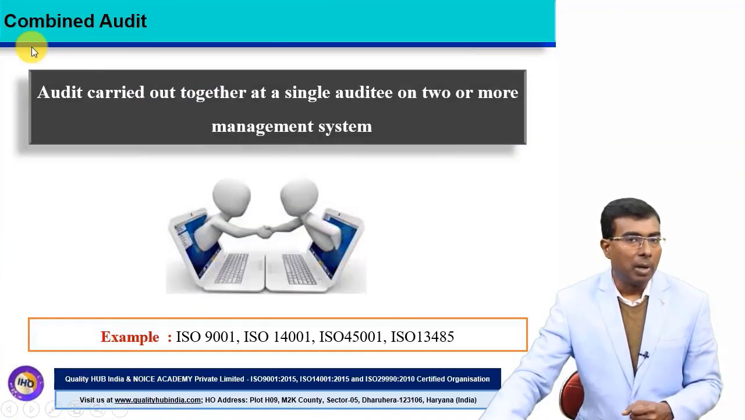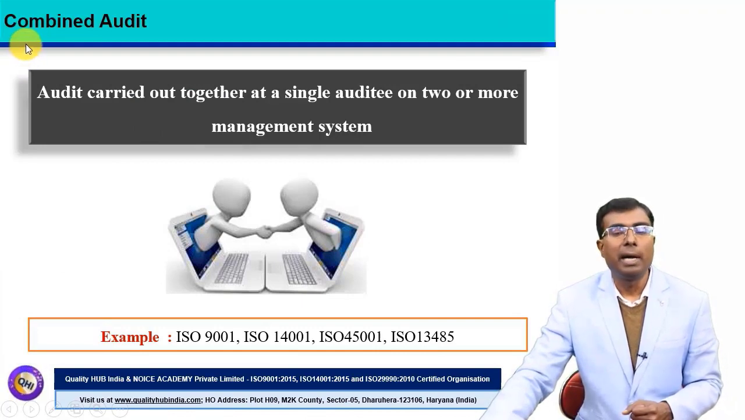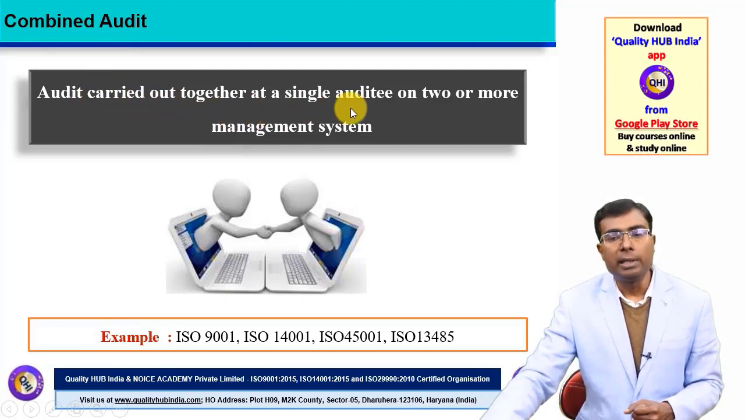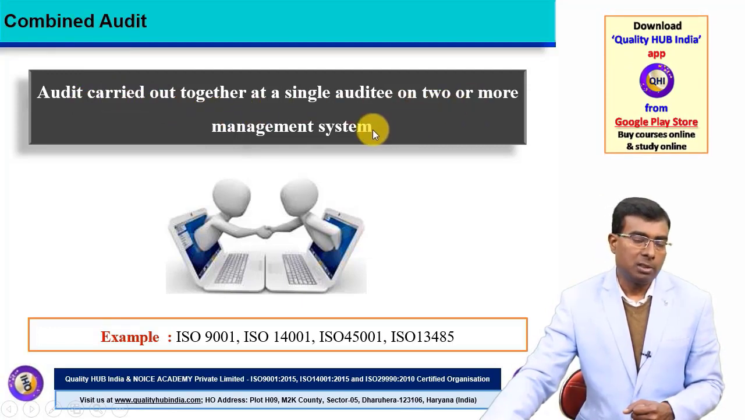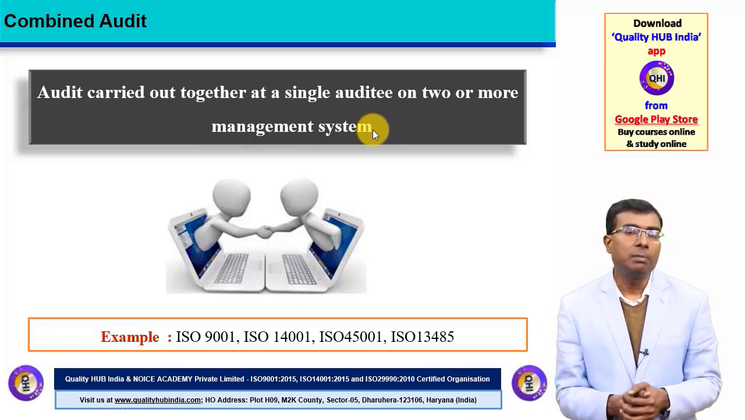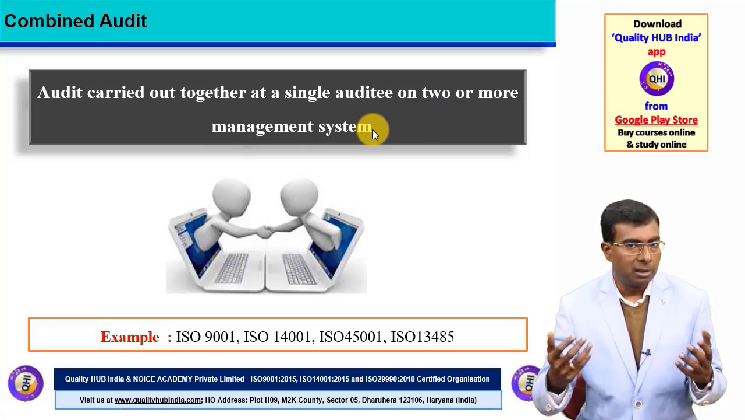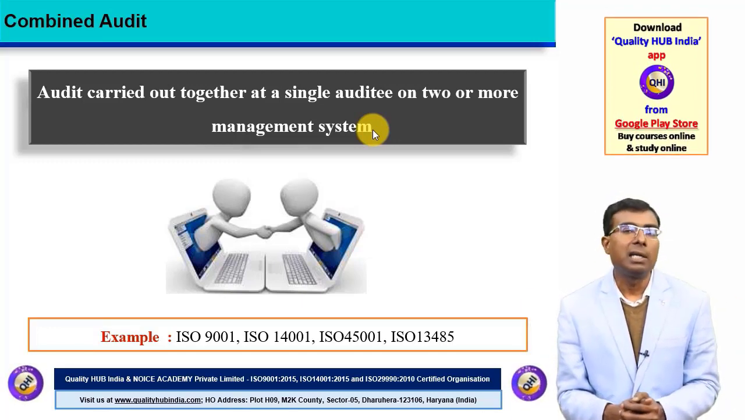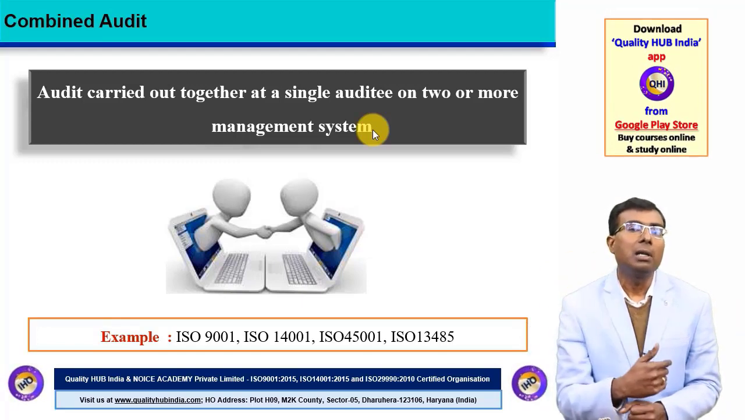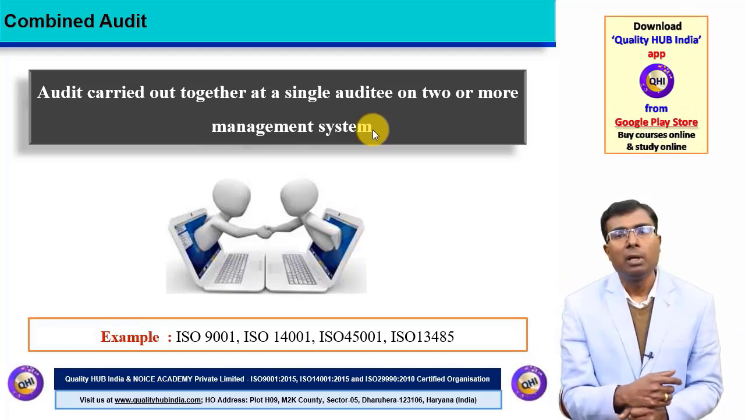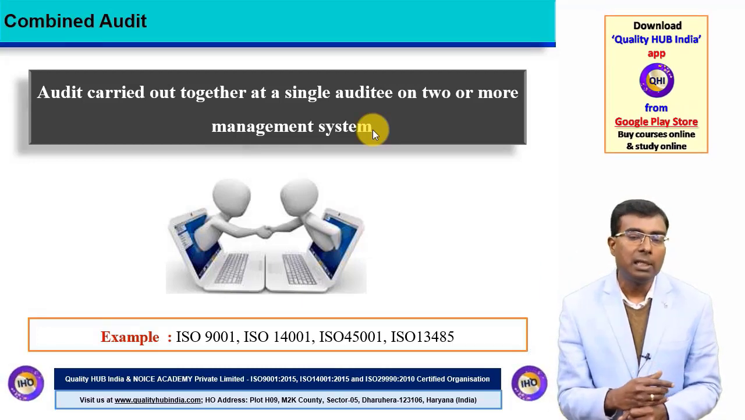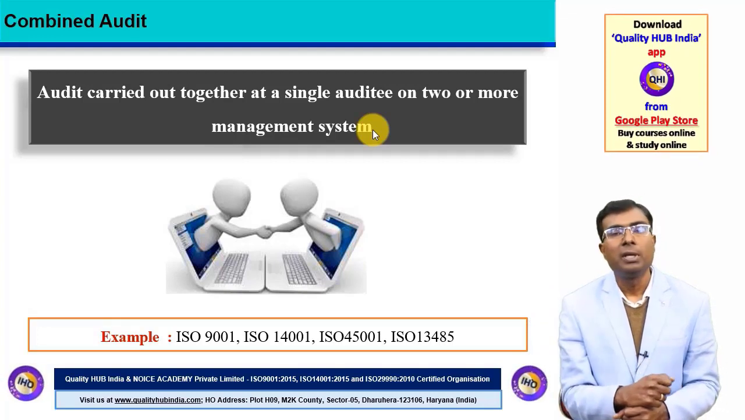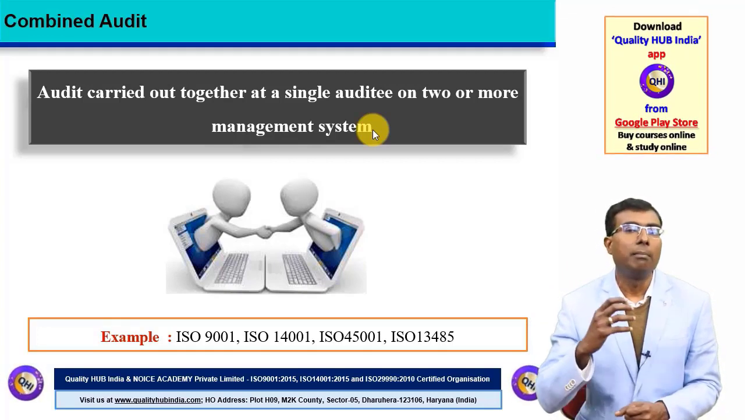And the next term is combined audit, as the name says, combined. The definition would be an audit carried out together at a single auditee on two or more management systems. For example, there is a quality management system, environmental management system and health and safety management system, and there are two or three auditors. They have come together and they are conducting audits on two or multiple systems in one go. Maybe from the same agency, maybe from different agencies, or from within the organization also, they are conducting audits on multiple management systems. When that is happening, we would call it a combined audit.